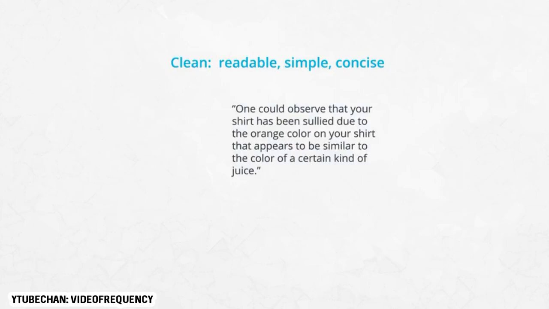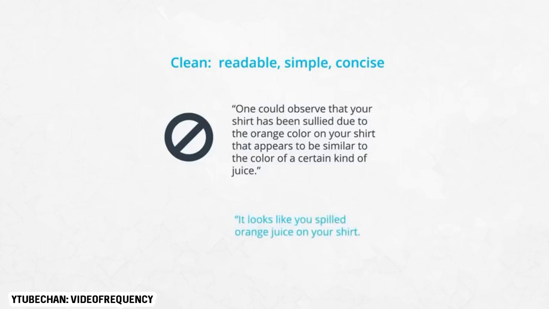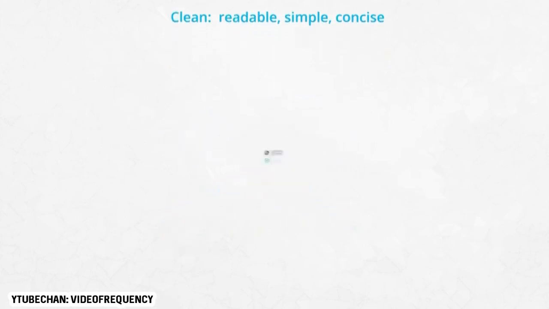Here's an example in plain English of a sentence that is not clean. One could observe that your shirt has been sullied due to the orange color of your shirt that appears to be similar to the color of a certain kind of juice. This sentence is terribly redundant and convoluted. Just reading this makes me frustrated. This can be rewritten as, "It looks like you spilled orange juice on your shirt," and accomplish the same thing. But this sentence is much more concise and clear.